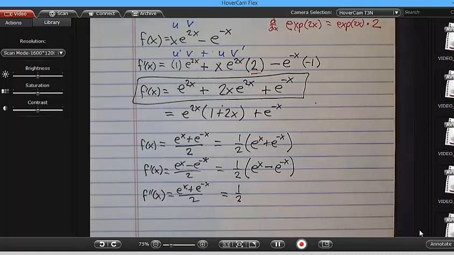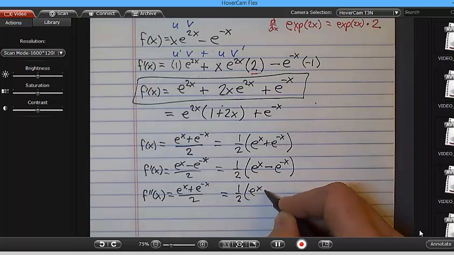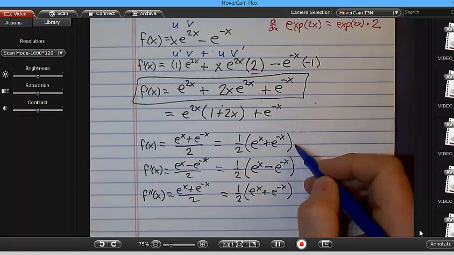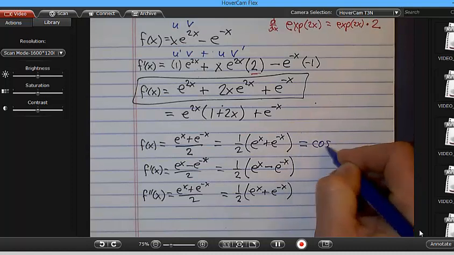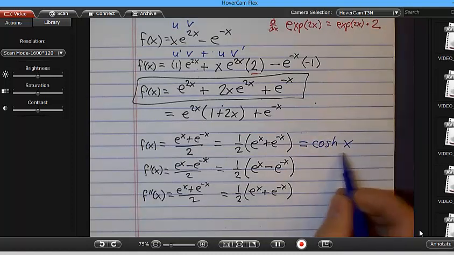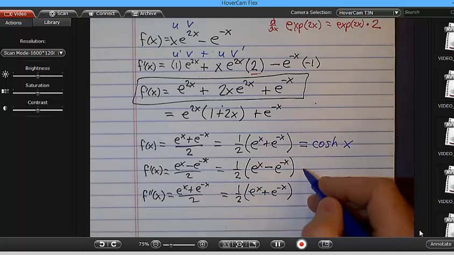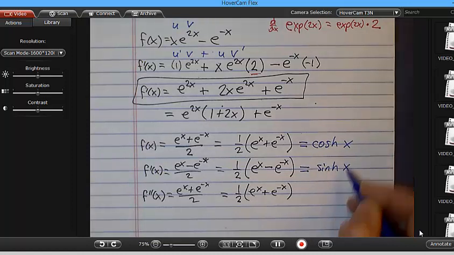Now, these have really nice names. Beautiful mathematics that a lot of times we don't have time to get to. So I want to at least show you. This function has a name. It's called the hyperbolic cosine. And people write this for short, hyperbolic cosine of x. And this function is called the hyperbolic sine of x.